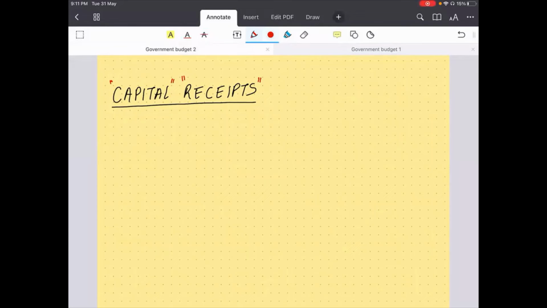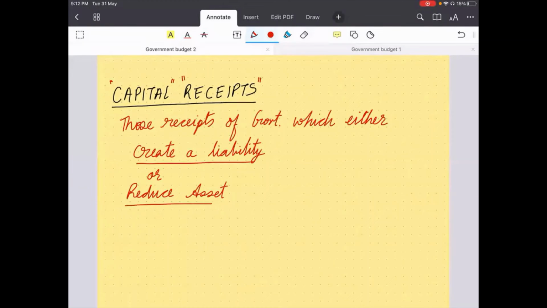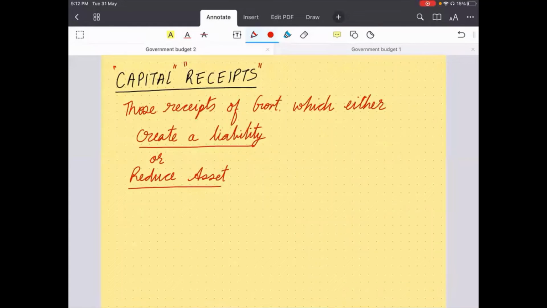And there is another word, capital. When we elaborate it, we are going to write it as those receipts of government which either create a liability or reduce an asset. What is creation of a liability and reduction of an asset? For this, we will use an example to understand.